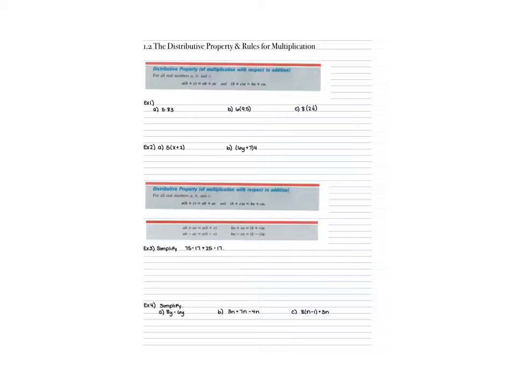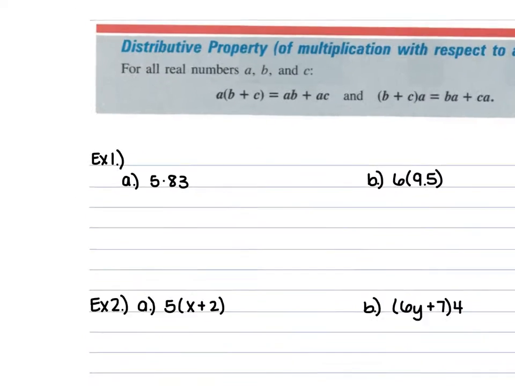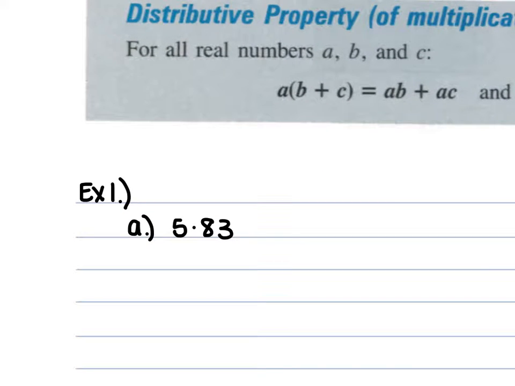1-2, the distributive property and rules for multiplication. If we look at example 1, we have 5 times 83. We can do this two ways. We can just do 5 times 83, or we can do 5 times 80 plus 3.